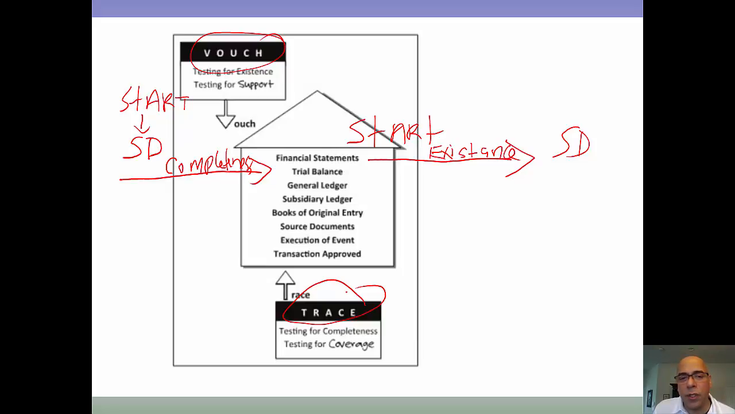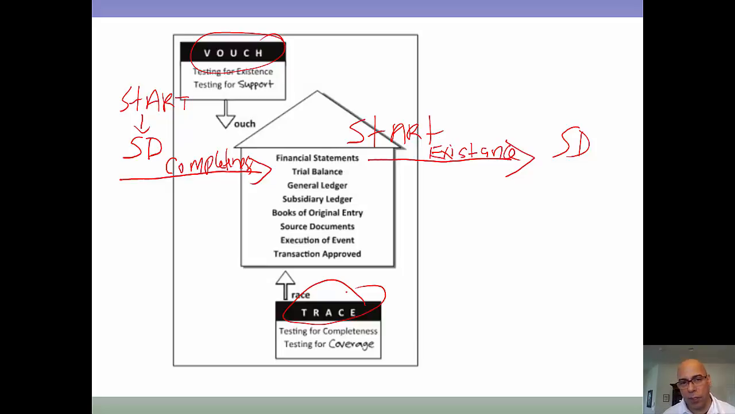And that usually people say, well, vouch for existence, trace for completeness, and that's fine, but I want to make sure you understand the logic and just don't memorize a word associated with the assertion. So, understanding the logic, if we want to make sure that the financial statements are complete, we take supporting documentation, we take the actual equipment, whatever it is in the world that should be included in these financial statements, we start with that and we take it back to the financial statements to make sure that something that should be included is included.